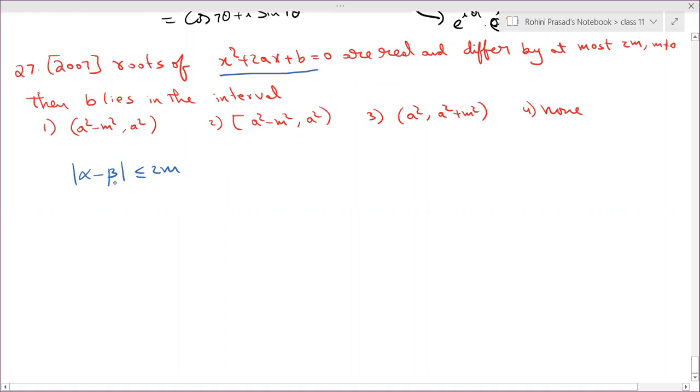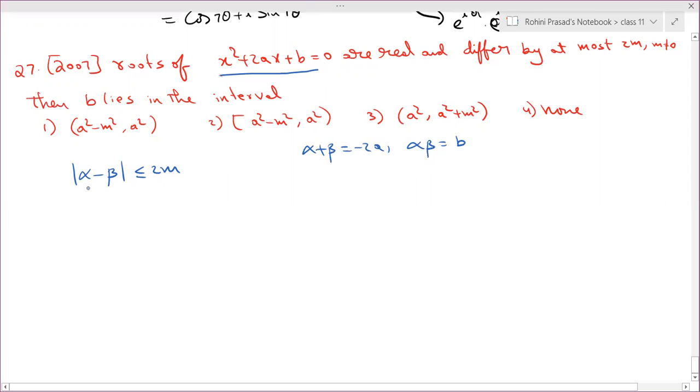But you don't have the information about alpha minus beta, but you do have the information about alpha plus beta and alpha beta, because the sum of the roots is minus 2a, and the product of the roots alpha beta is plus b. So if you try to convert this in terms of that, because this is a non-negative value and 2m is more than that, automatically 2m is also a positive value. For positive values, squaring on both sides is allowed. I mean, both are positive values.